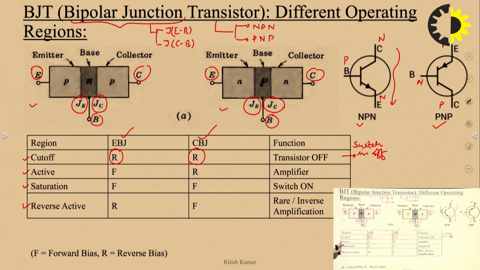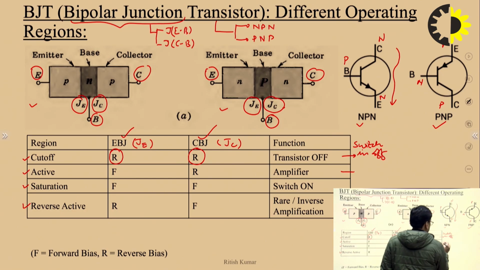Similarly, if you see a different case for the active region, the emitter base junction, that is represented by J as well, and this one is JC. So J is in the forward bias and JC is in the reverse bias. So the transistor will be in the active region and it will act as an amplifier, right?